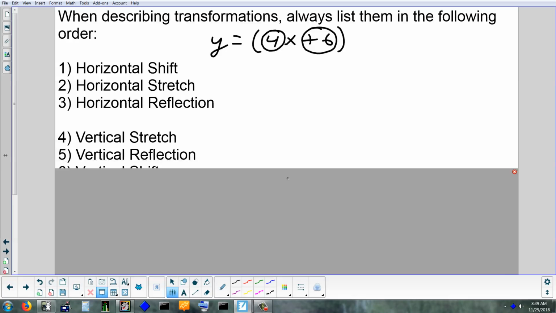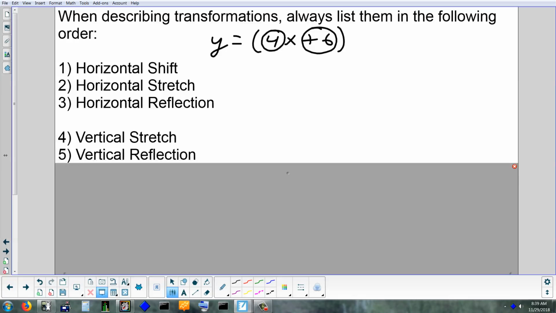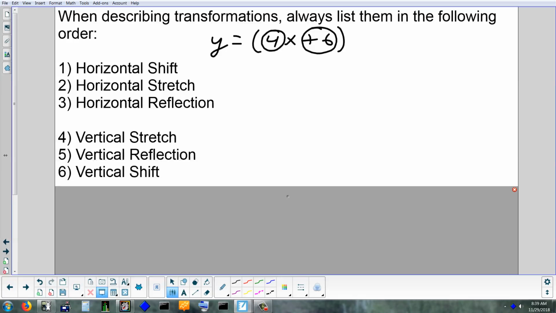After you do your vertical stretch, then you would do your vertical reflection, if you have it. How would I know if I have it? I'd have a little negative, and it would be on the outside of the parentheses. This problem doesn't have it. And then the last thing I would do is my vertical shift. Again, this problem doesn't have it. A vertical shift is when you add or subtract a number outside parentheses. There's no adding or subtracting outside parentheses here.